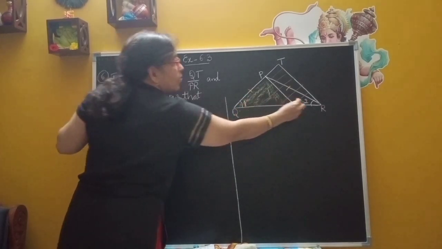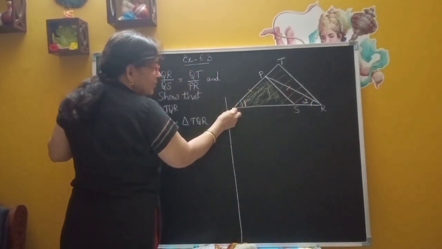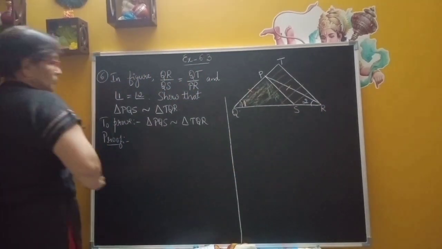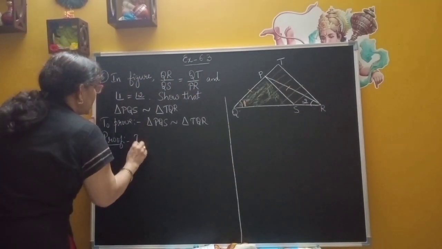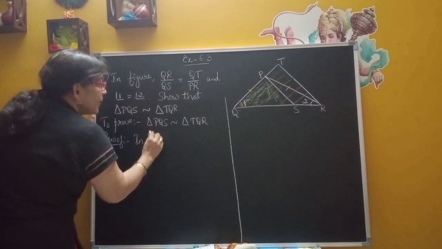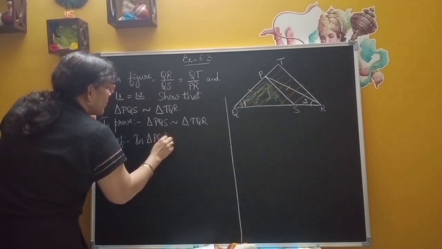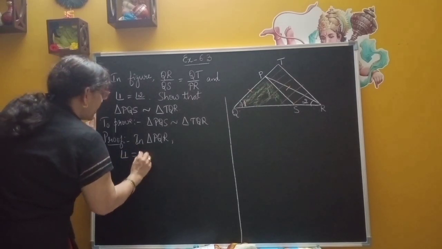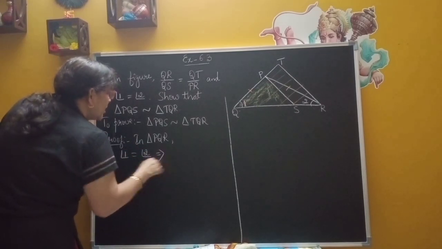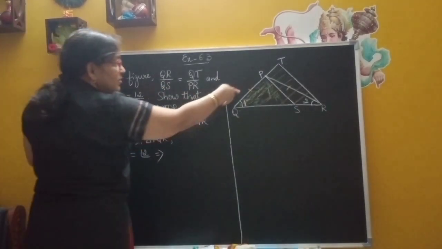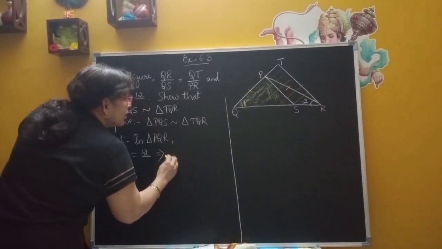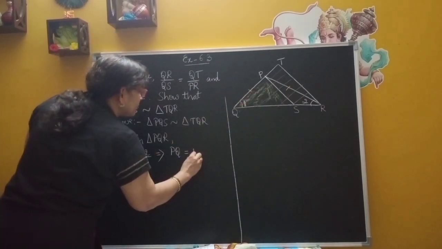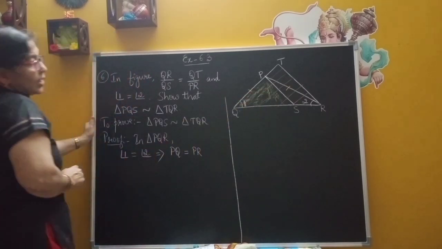So we are using that property now. Here 1 is equal to 2. So what about these sides? PQ is equal to PR. Yes, let us write that now. In triangle PQR, angle 1 is equal to angle 2. This implies we get PQ is equal to PR. PQ is equal to PR.